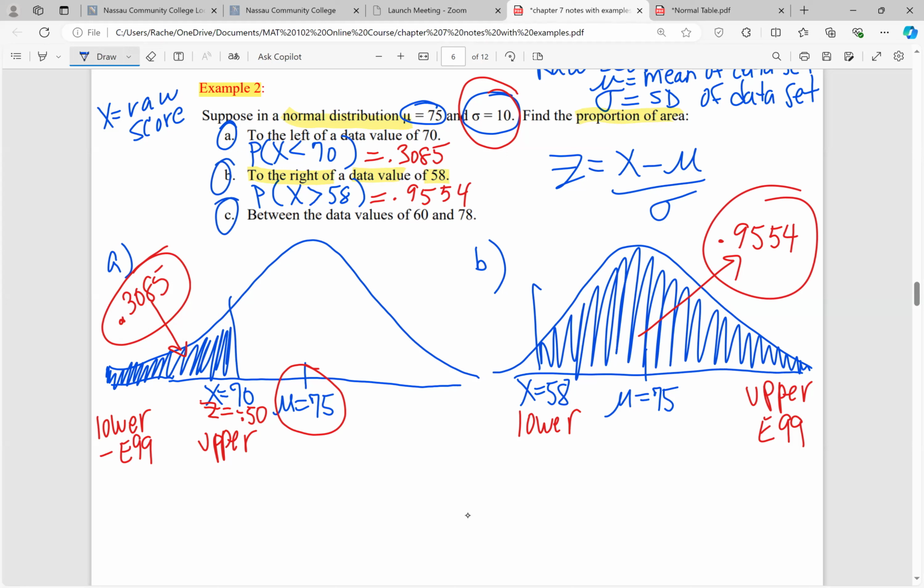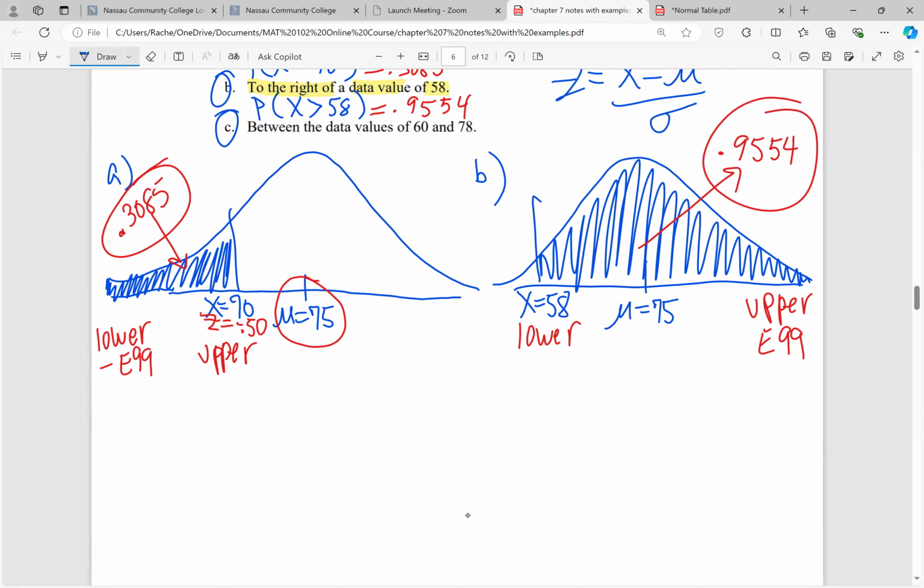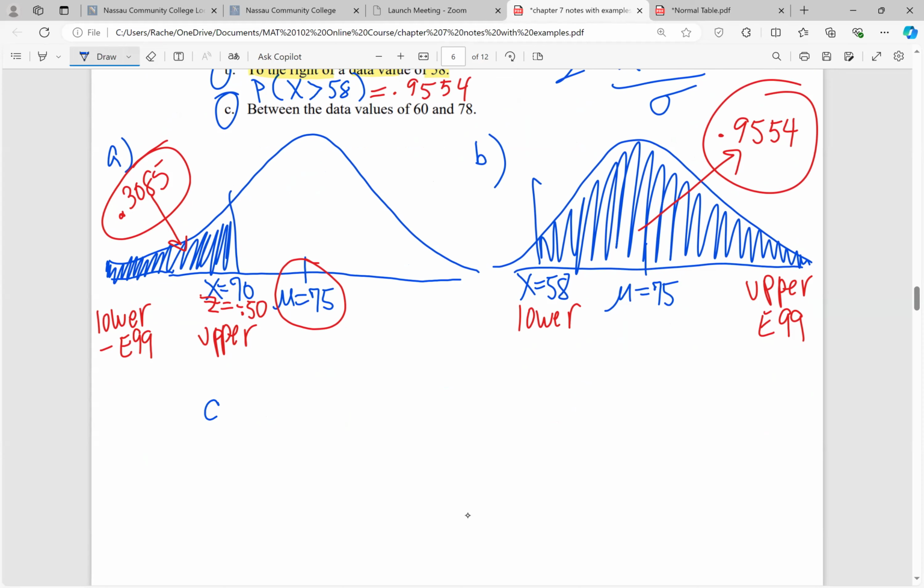And now let's do C. So C, we want to find the probability, and I'll squeeze that in down here because there's not a lot of room up there. So C, we want to find the proportion of area now between a 60 and a 78. So we want the probability that, or the proportion of area such that X is between 60 and 78. So that's how we use between in math. We have to write a compound inequality where X is in the middle.